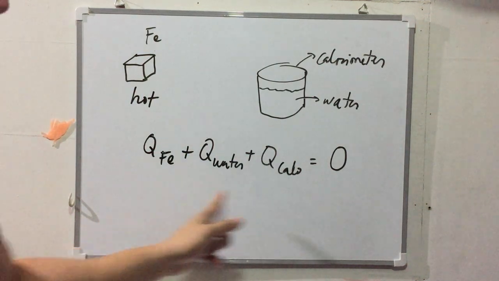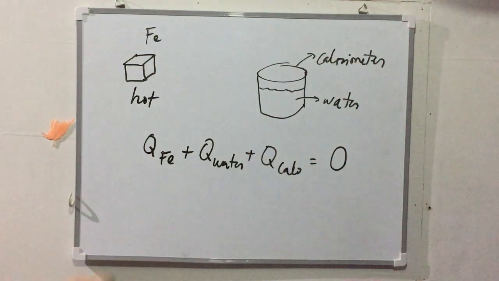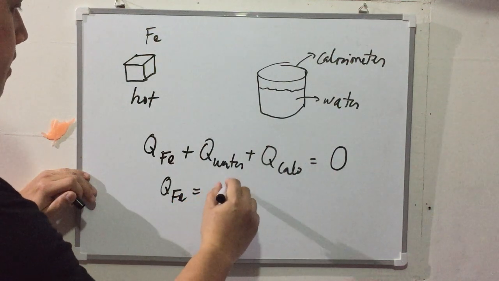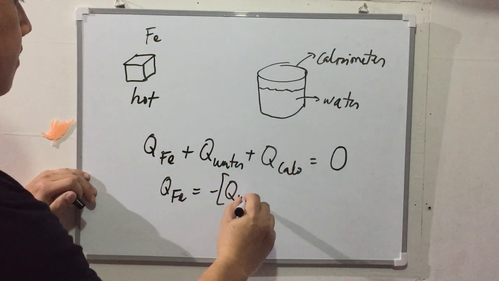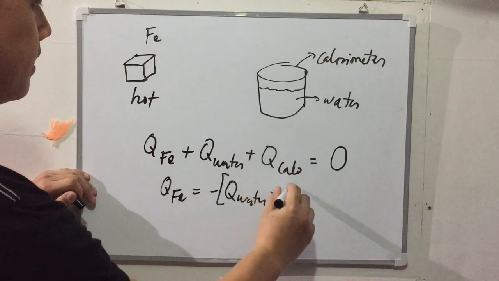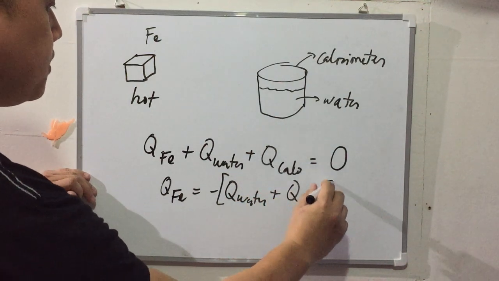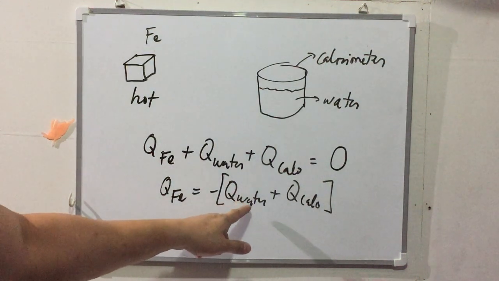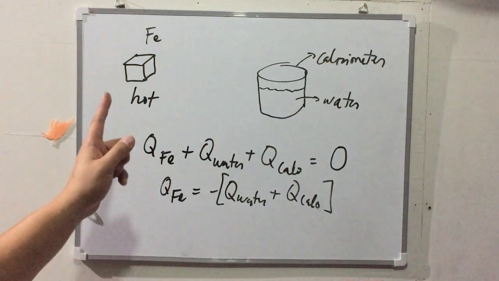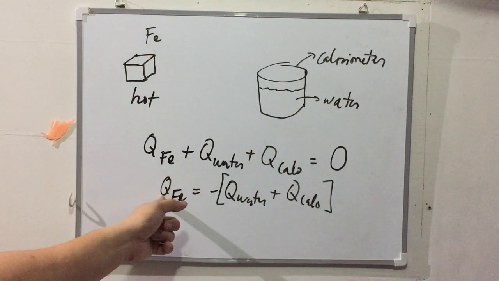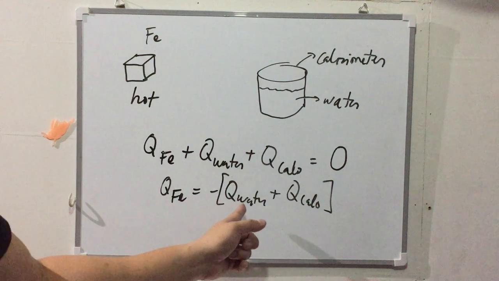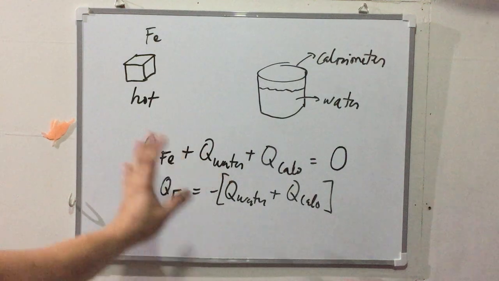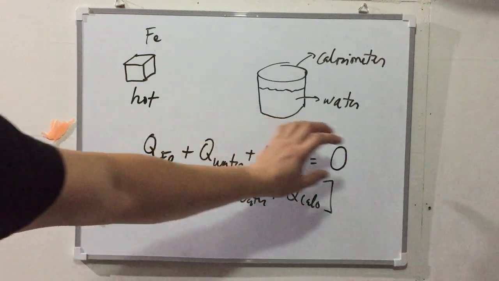So what this tells us is that whatever heat is released from the hot metal ingot would just be absorbed by water and the calorimeter. So the decrease in heat from the hot metal ingot would mean the increase in heat of water and the calorimeter. So that's the conservation law that we have here, the energy conservation equation for this.